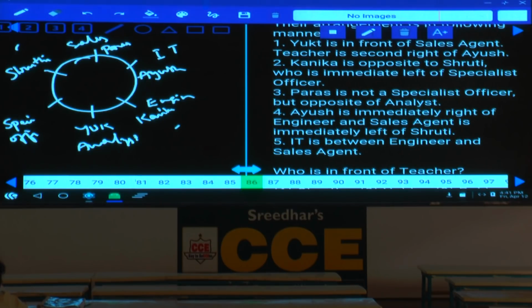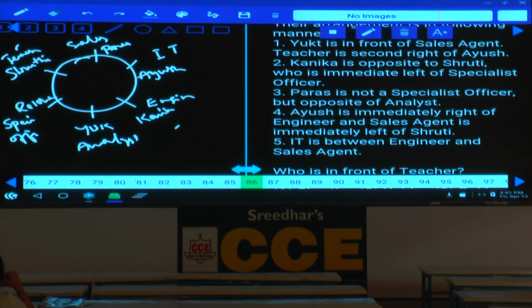Sales agent, IT, engineer, analyst, specialist officer, and the teacher. Who is the teacher here? Shruti is the teacher. Then who is the person left over? Shruti, Paras, Ayush, Kanika, Yukt, and the person left over is Rekha, and this Rekha is a specialist officer. Now this is how these 6 persons were seated around this circular table facing towards the center. Done?